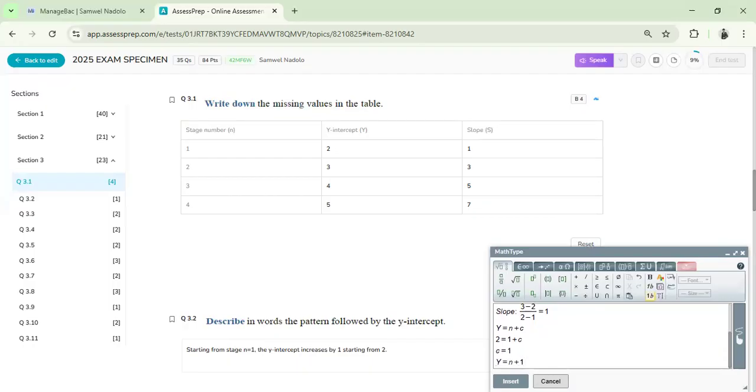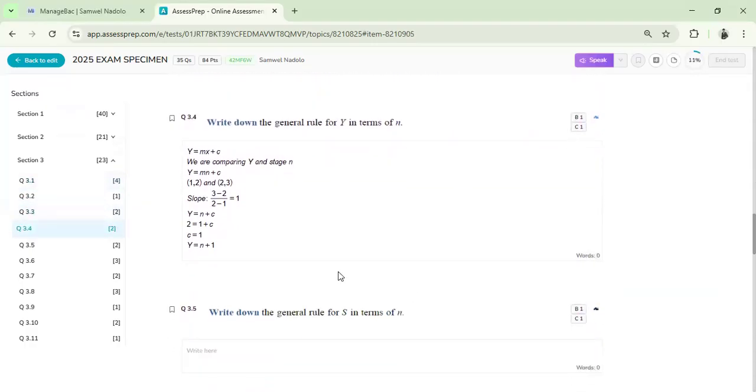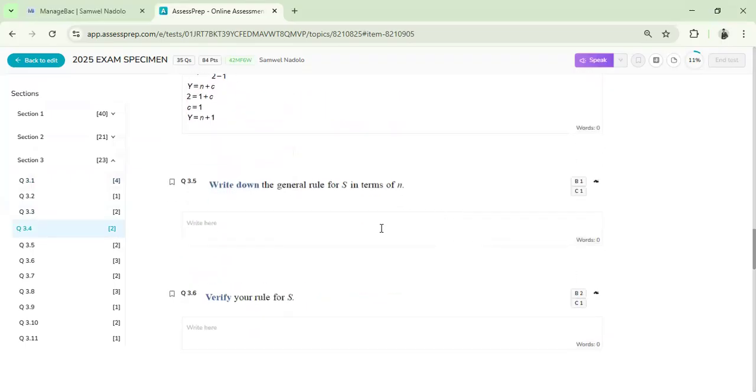And you are good to go. So you insert there, and here you would have written your general rule for y in terms of n. Then write down the general rule of s in terms of n.